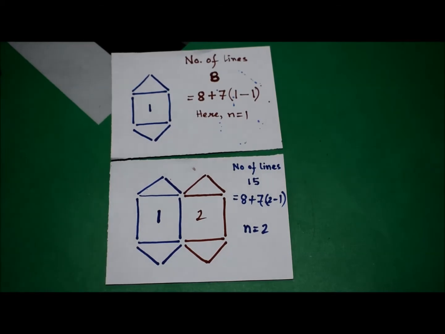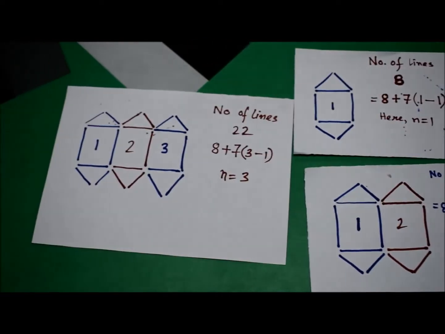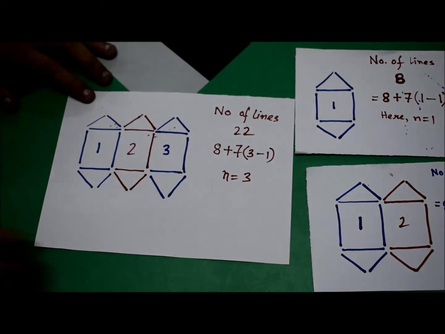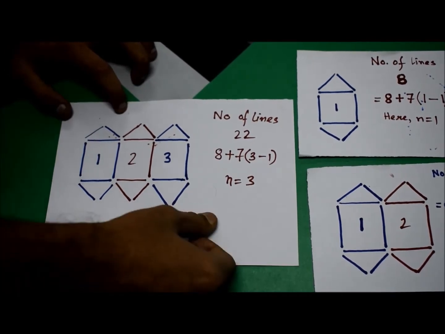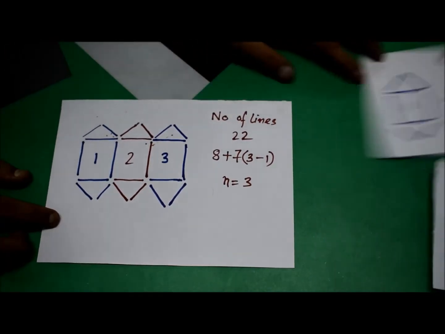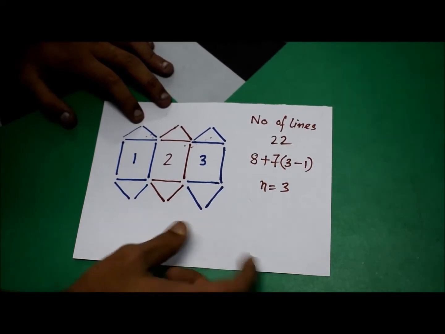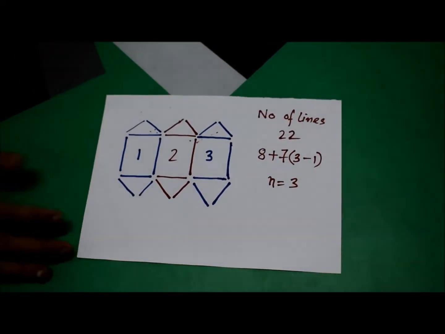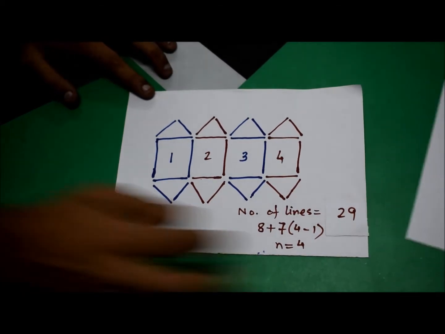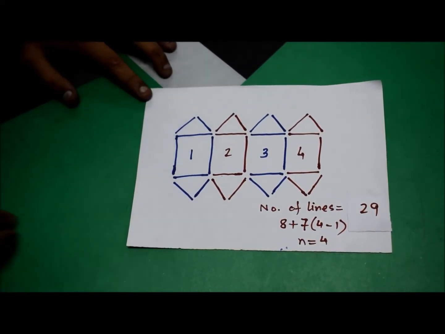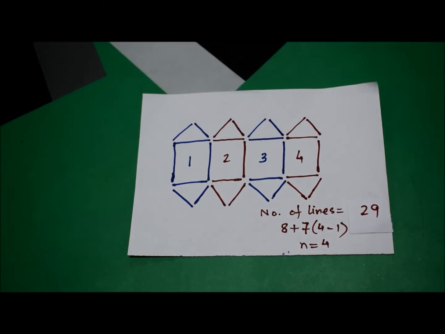Now if we continue this pattern and use a third, when we put the third pattern here, what we see is that the total number of lines now becomes 22. So we have added 7 more lines to the previous pattern that we had. Similarly, if we continue, adding the fourth figure, the number of lines we are getting is 29.